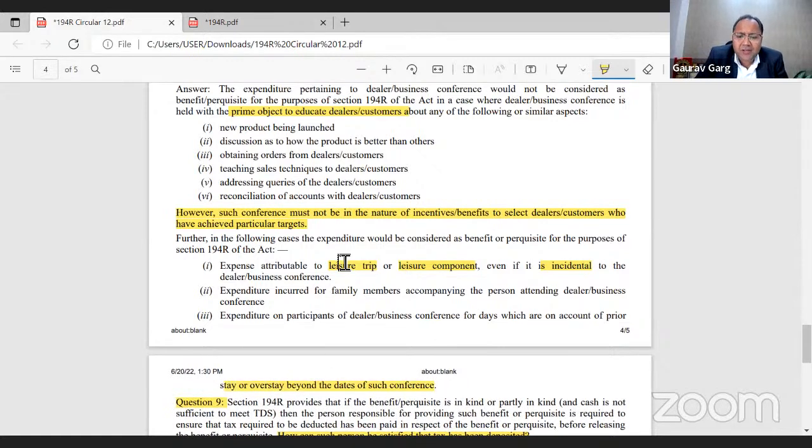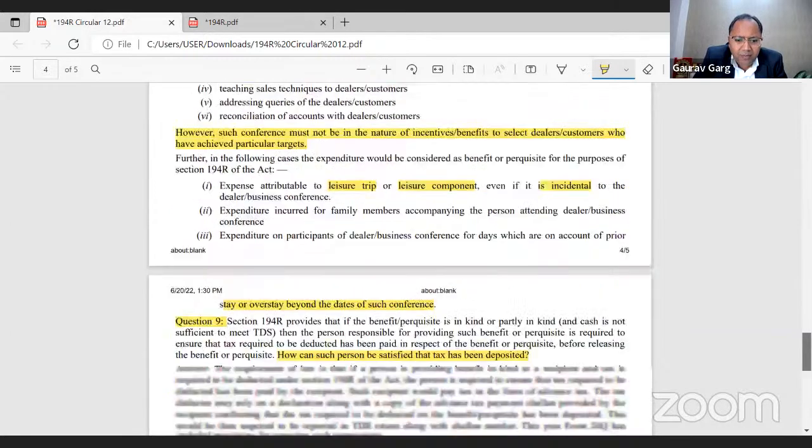So in such a case, if it is leisure and not learning, or any part of the leisure has been given to the dealer or to their family members, because family members are certainly not learning out of any dealer conference, then 194R would be applicable. And with this, I'm done with the circular.